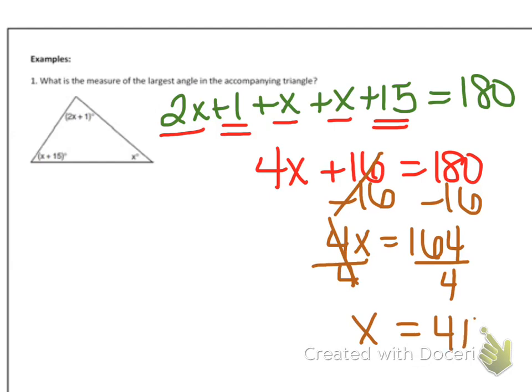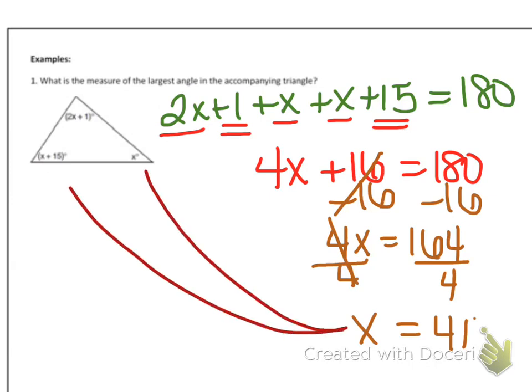It is not looking for x, okay, so don't circle that answer. You now need to figure out what's the largest angle. So you would go plug all of the x's back in here. This angle would be 41 degrees since it's just x. x plus 15 would be 41 plus 15, which makes this 56 degrees. 2x plus 1 would be 2 times 41 plus 1, which makes it 83 degrees.